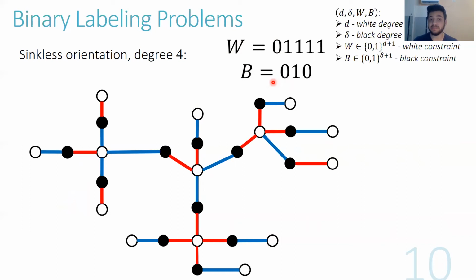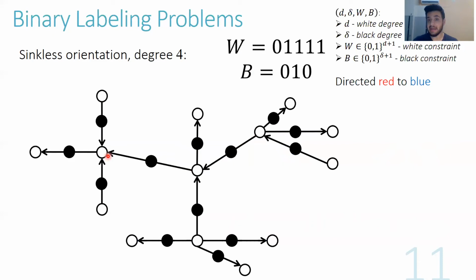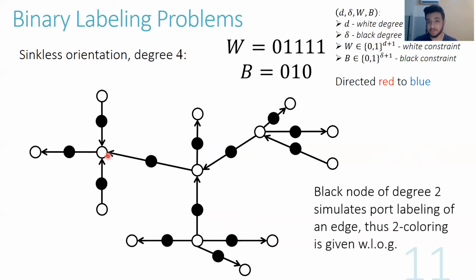And then after they achieved the solution to the binary labeling problem, they can now find a solution to simplest orientation in the following way. Simply direct red edges to blue edges. So for example, there is going to be an edge directed from this node to this node as this. And now we already obtained a simplest orientation of the white nodes. So we can again get rid of the black nodes.